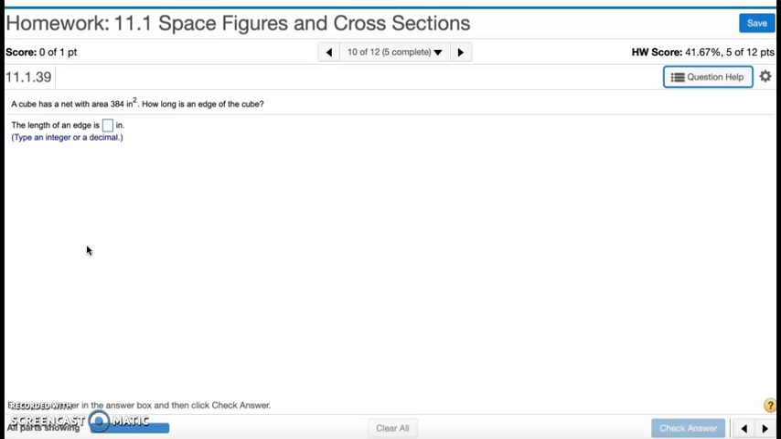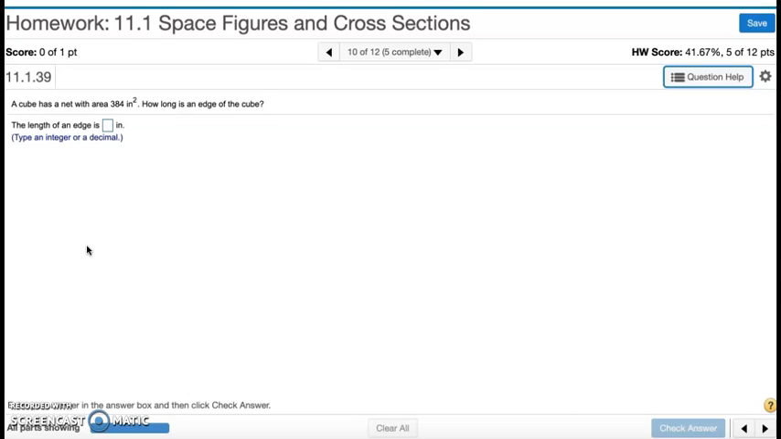A cube has a net with area 384 inches squared. How long is an edge of the cube? So the edge is a side, say like the side of a square. So the first thing we need to do is find the area of just one of the faces, which would be a square. So there are 6 faces in a cube, so 384 divided by 6 is 64.